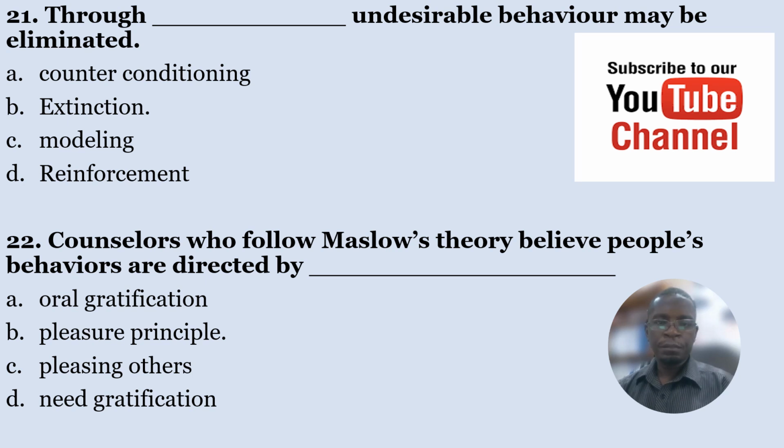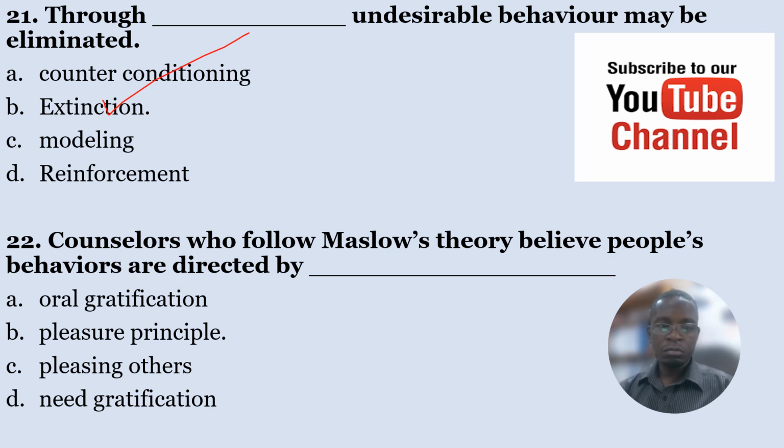Number 21, through dash, undesirable behavior may be eliminated. A, counter conditioning. B, extinction. C, modeling. D, reinforcement. Through dash, undesirable behavior may be eliminated. The correct answer is extinction. Through extinction, undesirable behavior or behaviors may be eliminated.